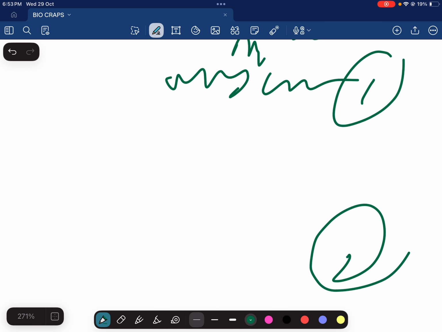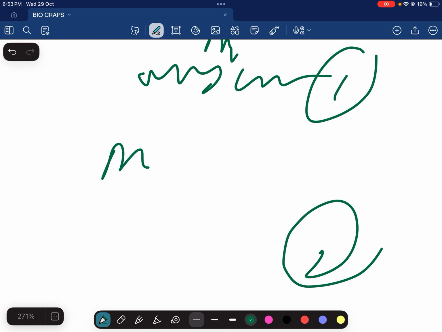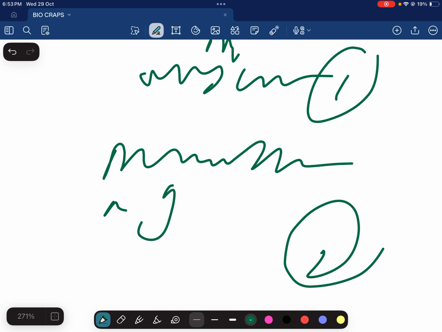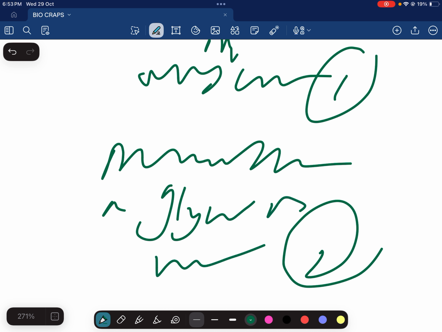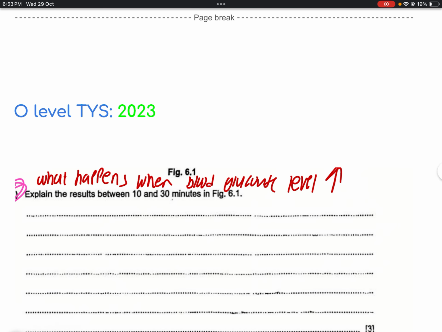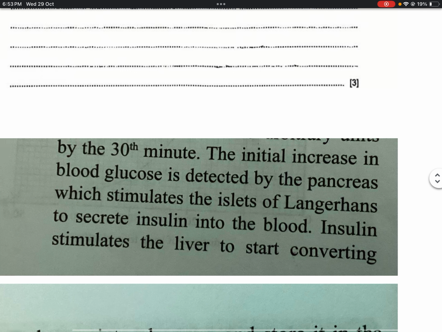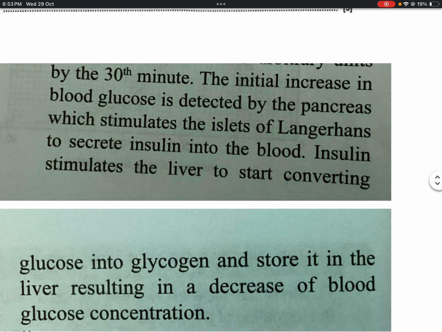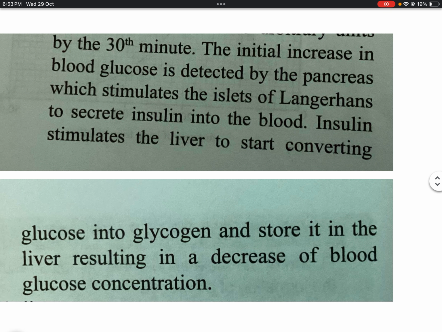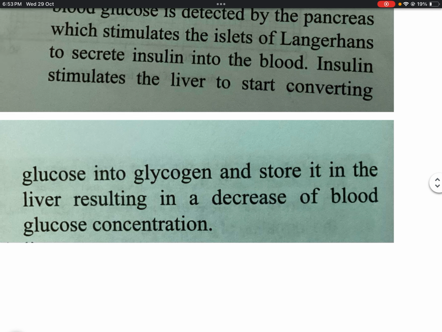Then it will convert the excess glucose to glycogen to be stored in the liver. That's another 2 marks. So this is the answer. Similarly, insulin stimulates the liver to convert glucose to glycogen stored in the liver. Okay. That's it. Next question.